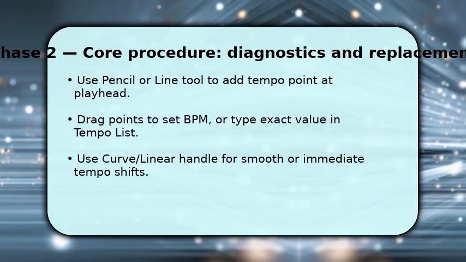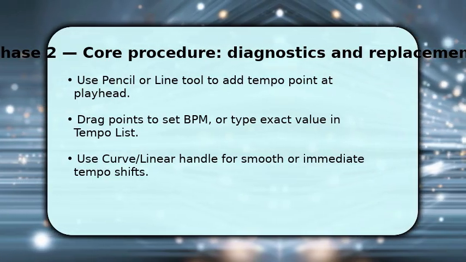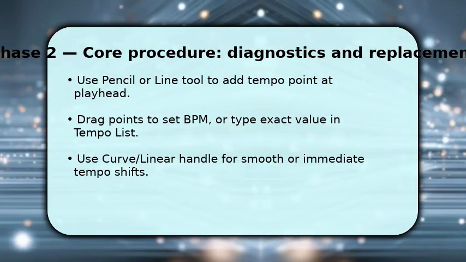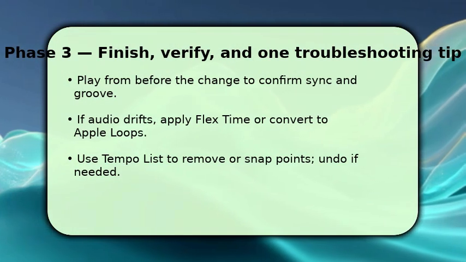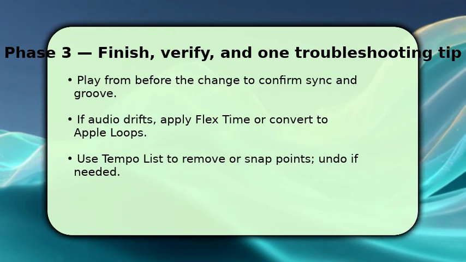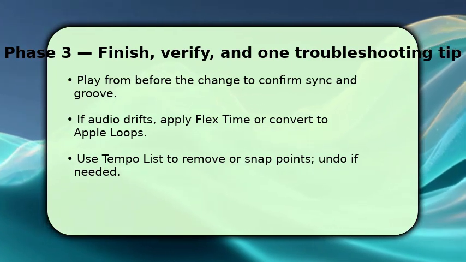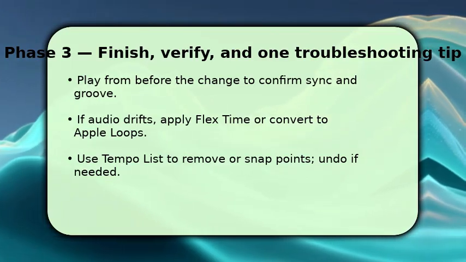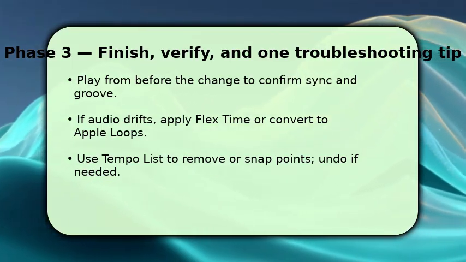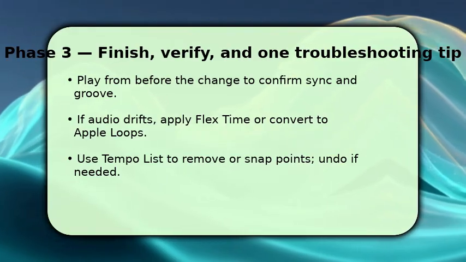Make sure the tempo point aligns with the musical beat or bar grid to keep timing intact. You now test the change by playing from a few bars before the tempo point to hear the transition in context. If MIDI tracks lag or audio drifts, enable flex time or convert audio to an Apple Loops-compatible format so it follows tempo. Once satisfied, tidy the tempo list.